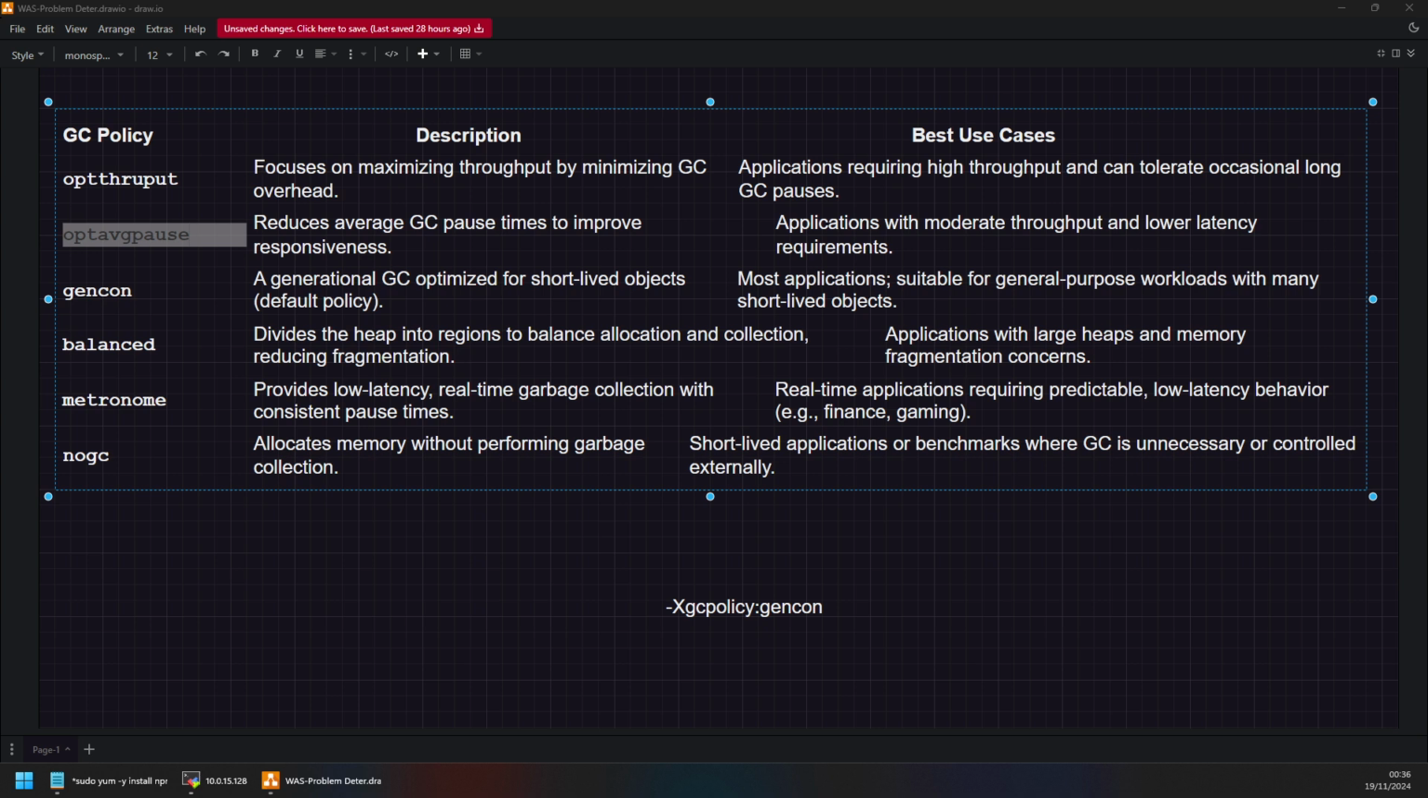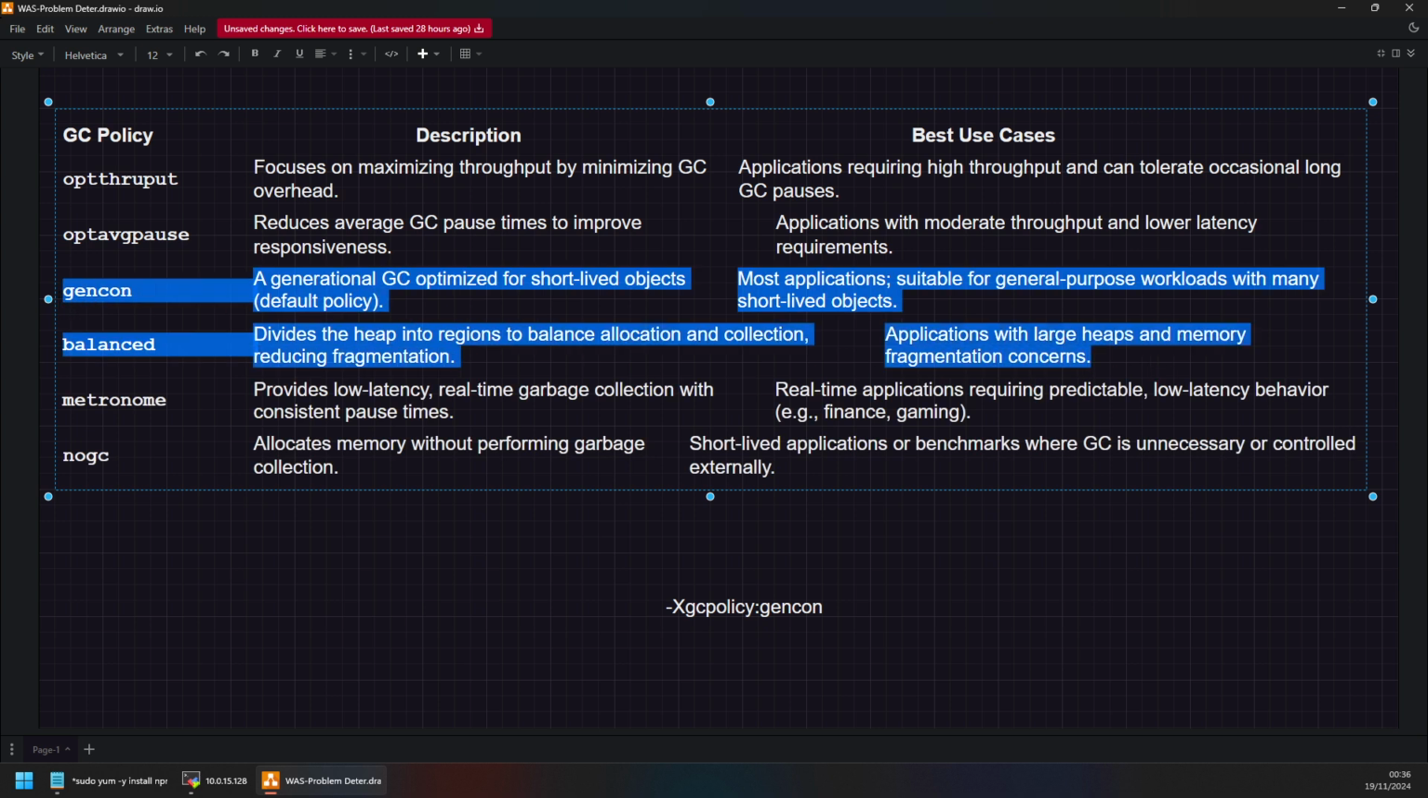Now there are certain policies which have the young generation or old generation, and there are policies which don't have that. So do remember this. For example, gencon and balanced are the GCs which have segregation of garbage collection into two layers: one is your young generation, the other the old generation. Both of them are the only policies which run partial GC and global GC because you have two generations here to talk about.